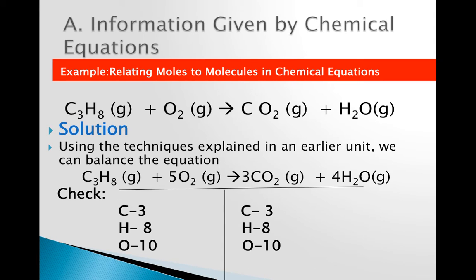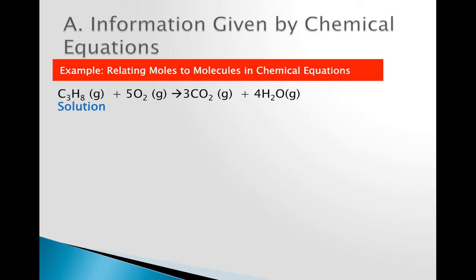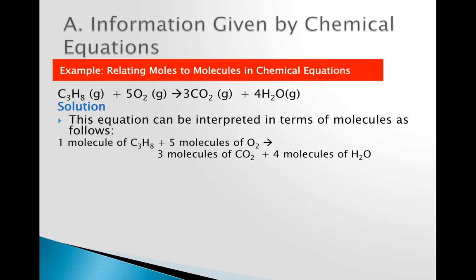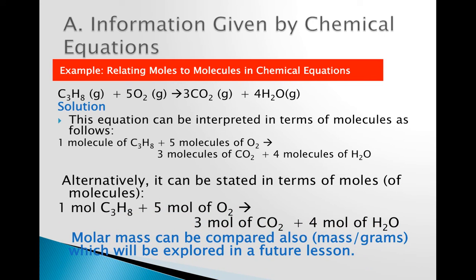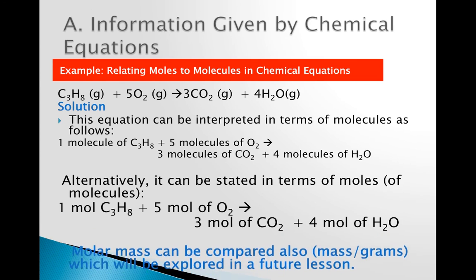So you want to make sure that you have the same amount of carbon on both sides, hydrogen on both sides, and oxygen on both sides. So here's the balanced equation, and you have coefficients of 1, 5, 3, and 4. This equation can be represented or interpreted in terms of molecules, in terms of moles as well. Molar mass can be compared also, mass per grams, which will be explored in a future lesson.